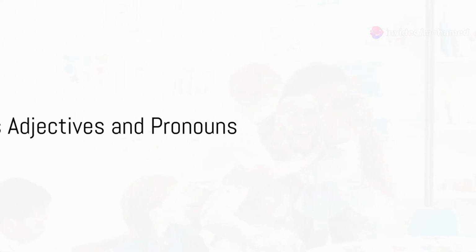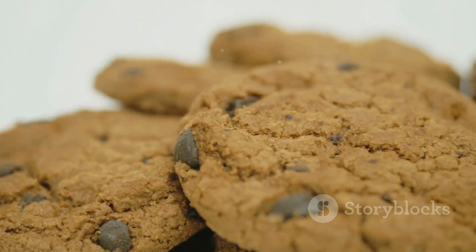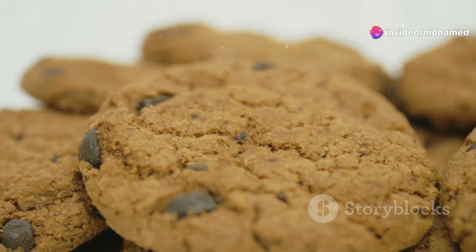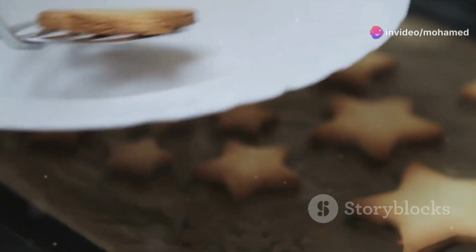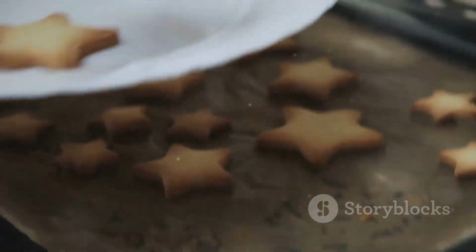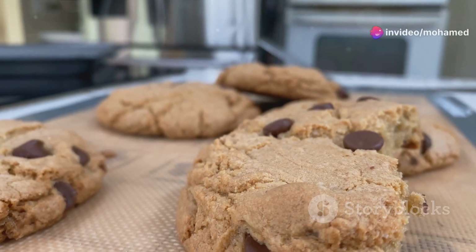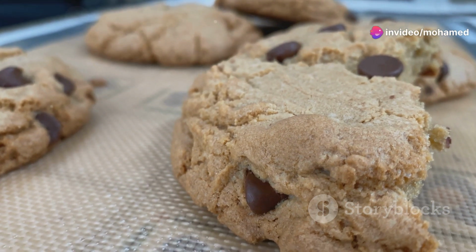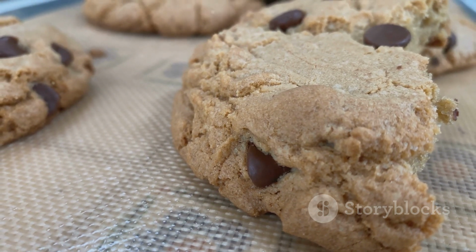Now, let's dive deeper into using these words as adjectives and pronouns. When this, that, these, and those are used right before a noun, they act as adjectives, helping to specify which thing or things we are talking about. For example, when someone says, "This car is fast," the word "this" helps to identify a specific car. Similarly, in the phrase, "Those cookies were delicious," those clarifies that we are referring to a particular set of cookies.